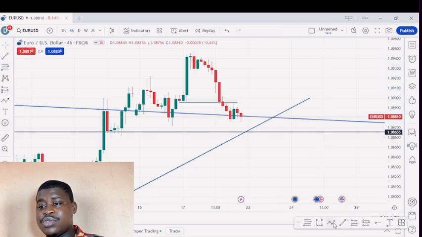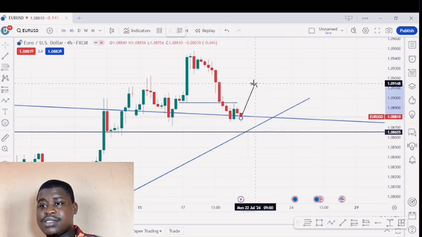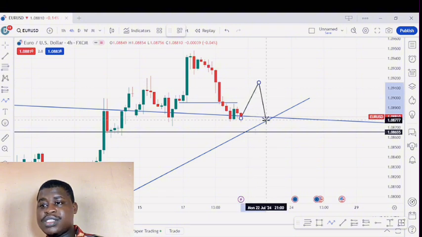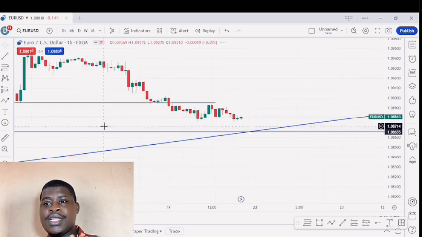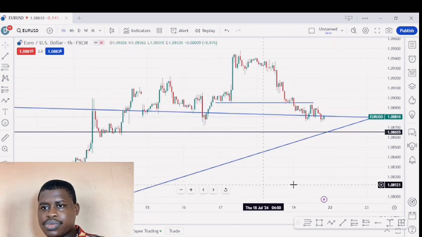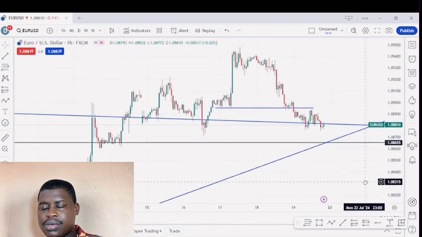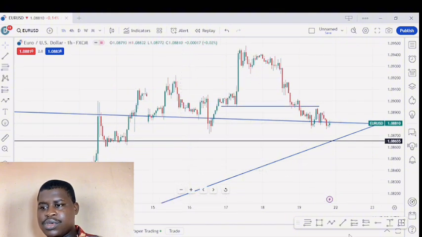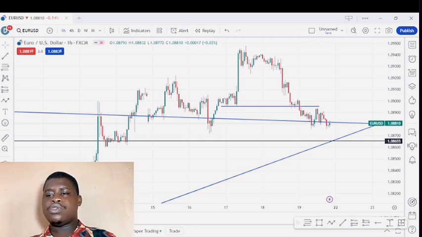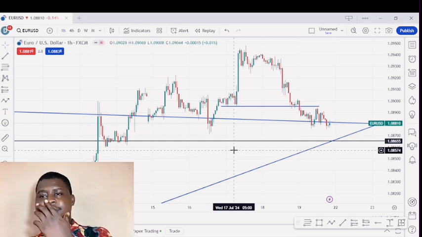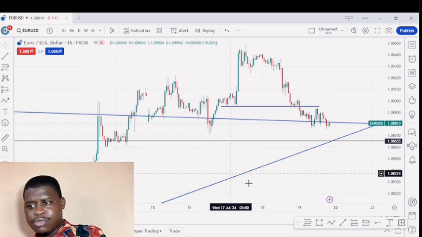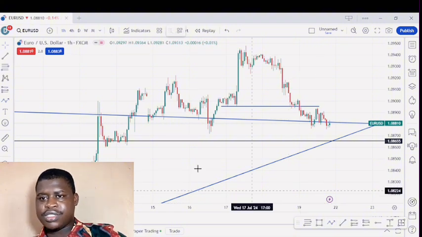The right shoulder, something like this, to respect this level before coming back down. If this does not happen, let's come to the 1 hour time frame. So now, what is the 1 hour time frame saying? Let me show you this as a signal of what is happening.